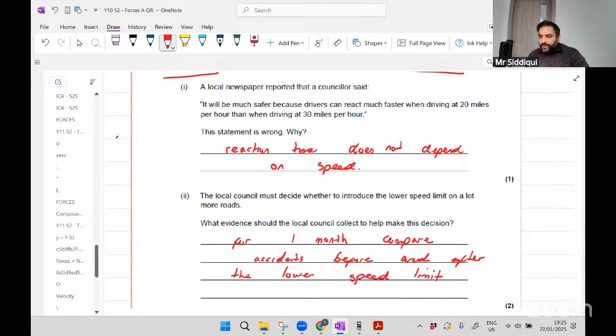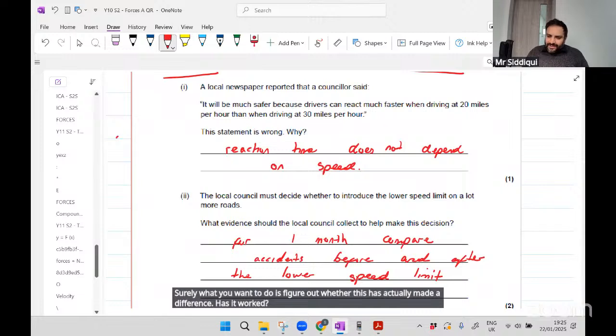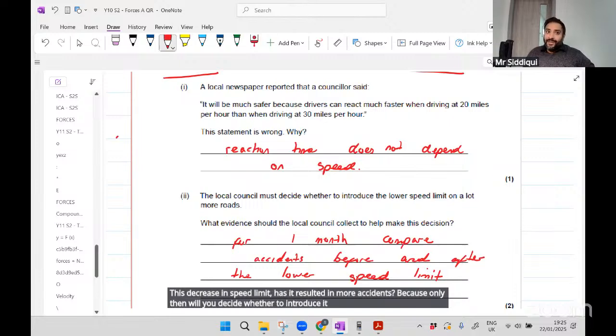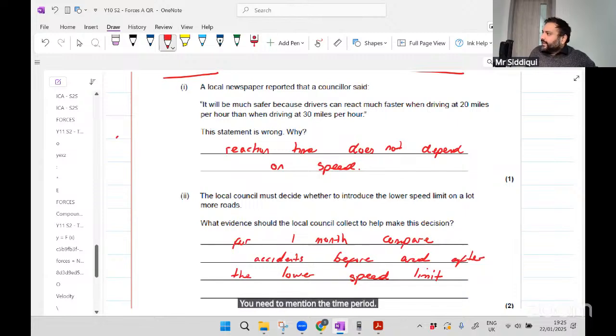Because surely what you want to do is figure out whether this has actually made a difference. Has it worked? This decrease in speed limit, has it resulted in fewer accidents? Because only then will you decide whether to introduce it to more roads. So you need to know, how many accidents were there in the month before we did the change and how many accidents were in the month after. You need to mention the time period specifically.